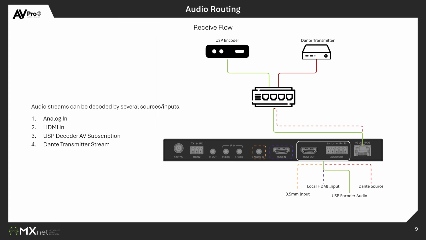USB transceivers can decode and output audio through the HDMI and analog audio outputs from several different audio sources. This includes the local audio ingest points on the transceivers, or from any USB encoder or Dante transmitter on the network. Only one audio source can be decoded at a time.